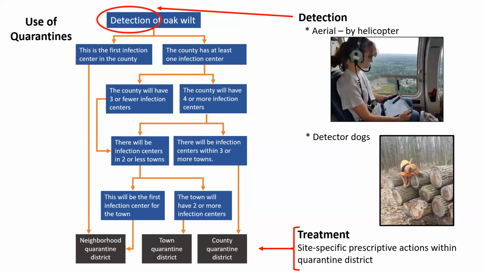helicopter surveys and mapping, and then ground truthing. An exciting development has been the use of detector dogs for detecting the oak wilt fungus in logs or actually in standing trees. And then this quarantine system is really based on whether that's the first detection in an area, in this case in the county, or if it's the second, third, fourth, and so on. But they have these quarantine districts at the neighborhood level, the town level, and the county level. And then site-specific prescriptive actions are developed within each of those quarantine districts.